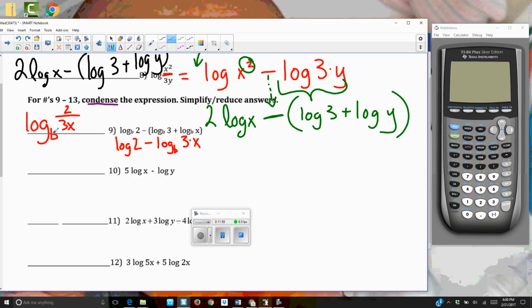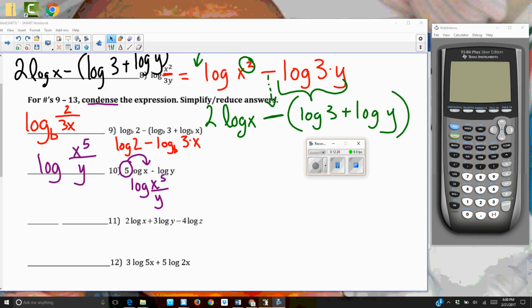Same thing on number 10. This time, we're subtracting. So we know subtracting converts to division. But first off, that number out front, we can move to the exponent slot. So this becomes log base 10, there's no base, x to the 5th over y. I encourage you to pause the video, try some of these on your own.